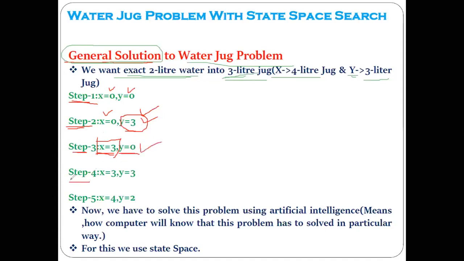Okay. Now in the fourth step, what we have done, see, again we have filled the second jug. You got the point? Yes, sir. In the fourth step, we have completely filled the second jug, and that's why we have X equal to 3 and Y equal to 3. Got the point? Yes, sir. And then in the last step, we'll try to fill the water from the second jug into the first jug until the first jug gets filled completely. Then what will the result be? The result will be this, yes or no?